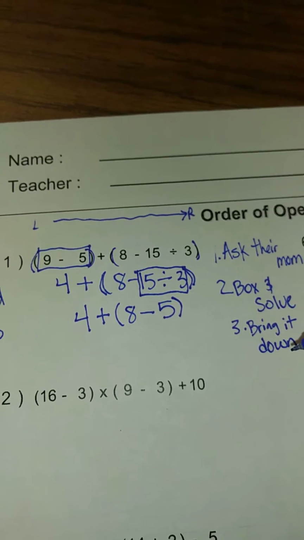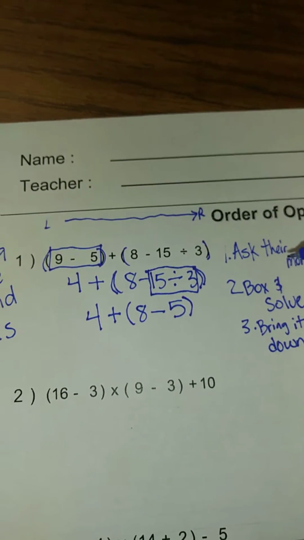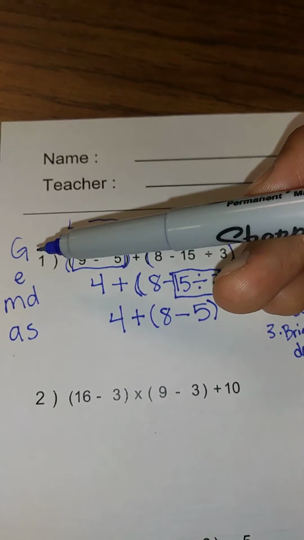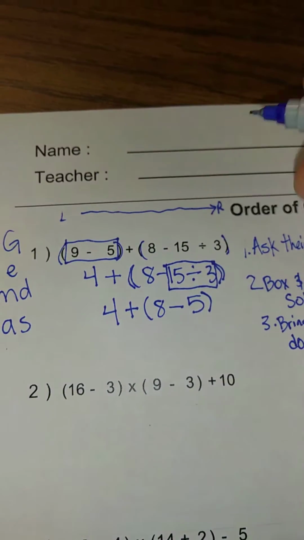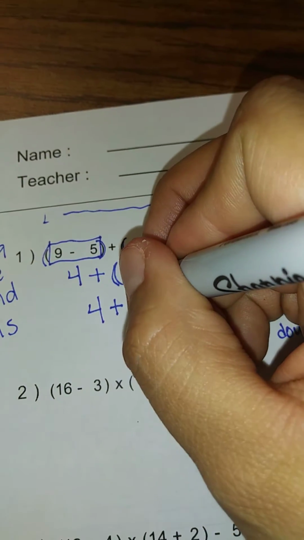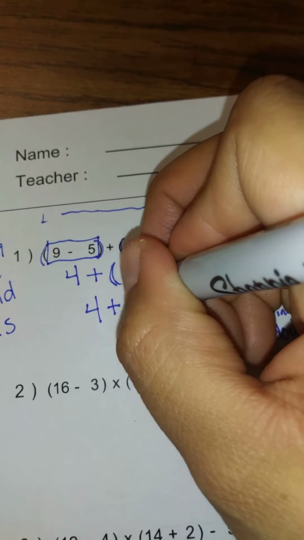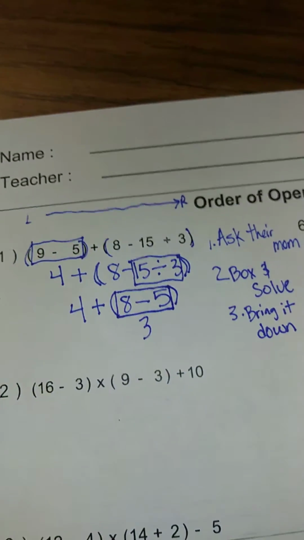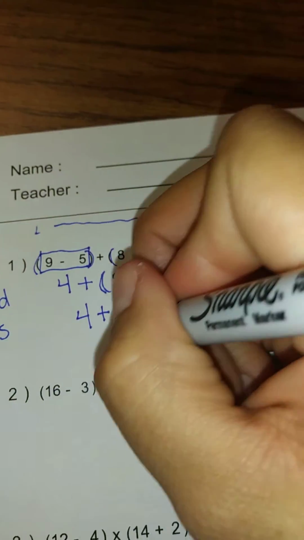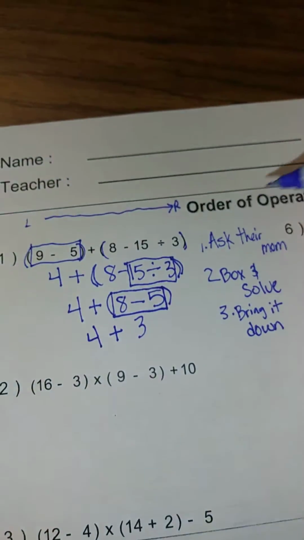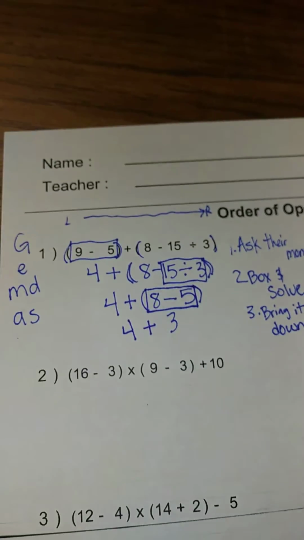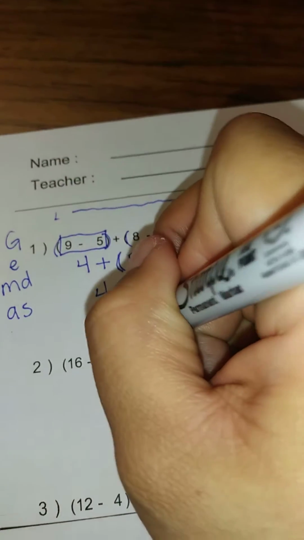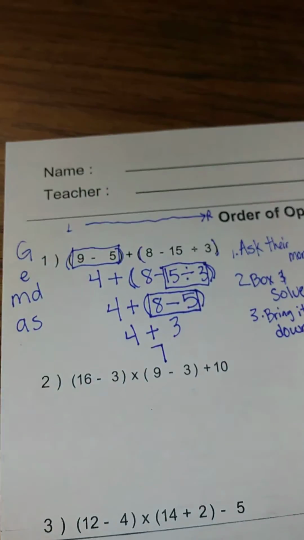All right, so now that I brought it down, I'm going back and I'm going to ask my mom. My mom says to group. I still haven't crossed it out. I'm still not done with grouping. So here I have some grouping. I'm going to go ahead and box and solve. That gives me 3. And then bring it down. And now, normally at this last step, I don't have to ask my mom anymore. It's the last thing that I should do. I shouldn't have to ask. 4 plus 3 is 7.